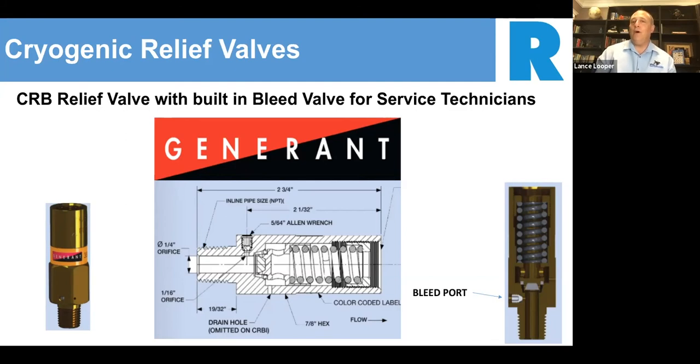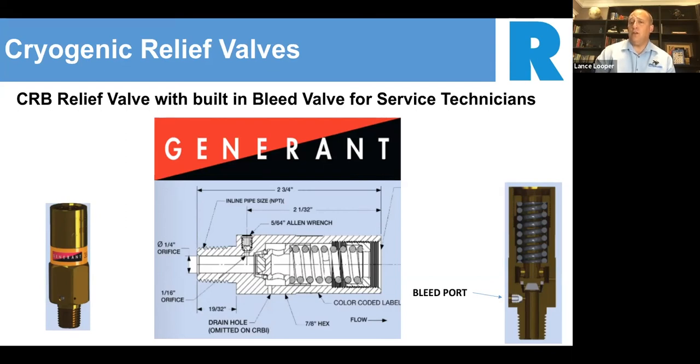So we came up with a modified style of our pressure reliefs. It's called a CRB. We stock these valves, and if you look to the right, we incorporated a bleed port into these. It's basically a hex nut that's put into the side of the valve. Any service tech can come up to this, unthread that bleed port and relieve the line before they uninstall and pull these out of service.